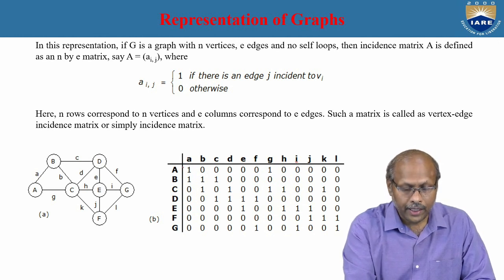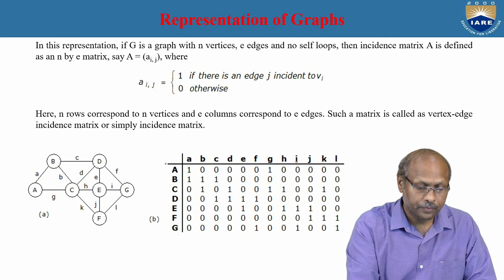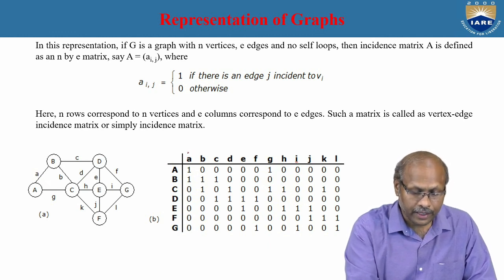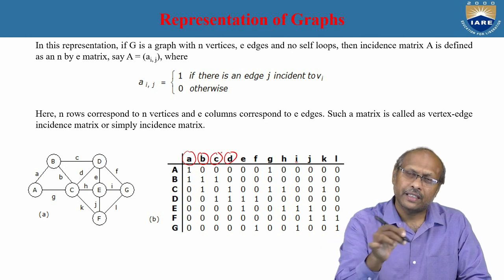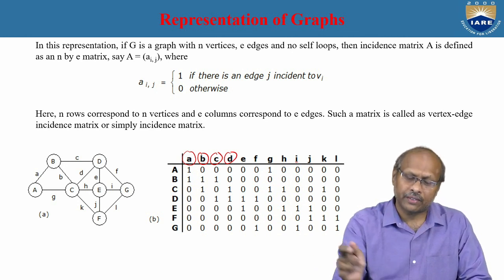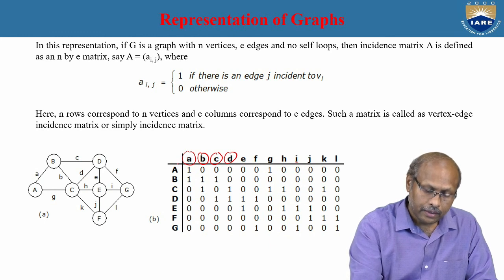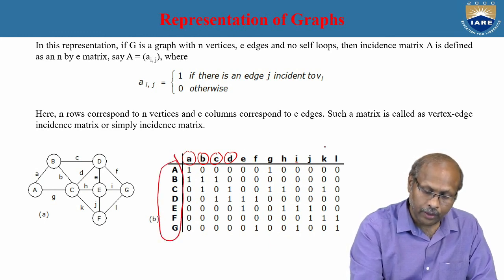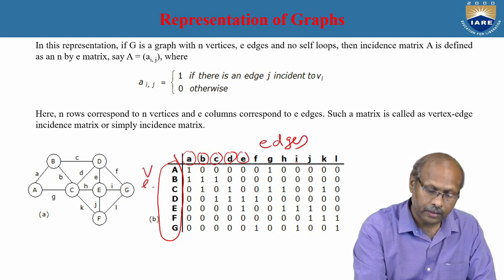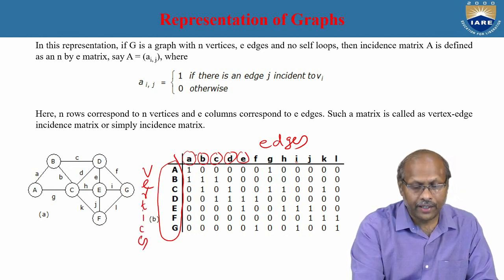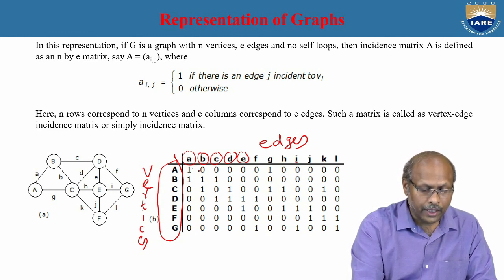Please observe here, A to A. Earlier you used to write only vertices, with both rows and columns as vertices. Here in the incidence matrix, this side are all vertices and this side are all edges. Whether A is laid on A or not. A is laid on A, so write 1. If there is no connectivity, write 0.